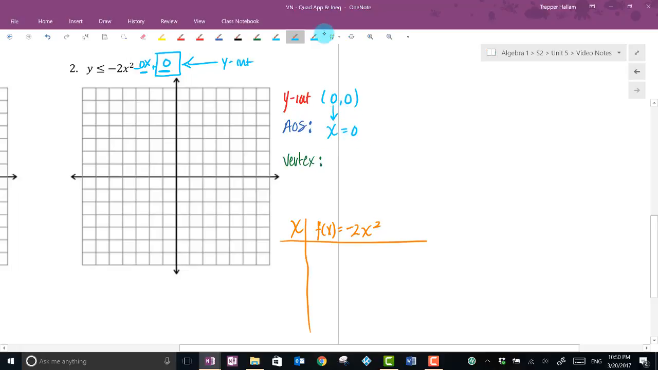So we've got two big pieces of information. Let's go ahead and graph those down. We know that the y-intercept is right here on the origin. And we also know that the axis of symmetry is also on the origin. So we got some good pieces of information here.